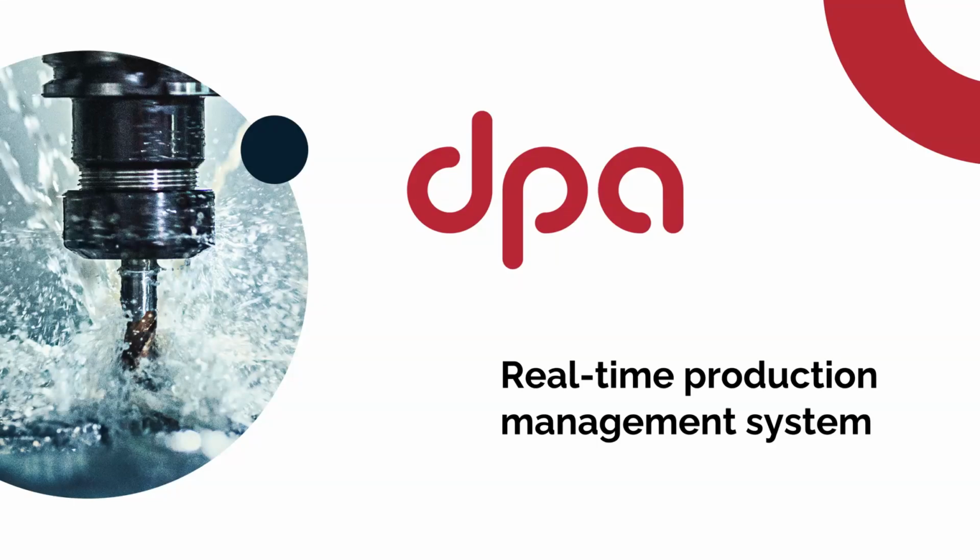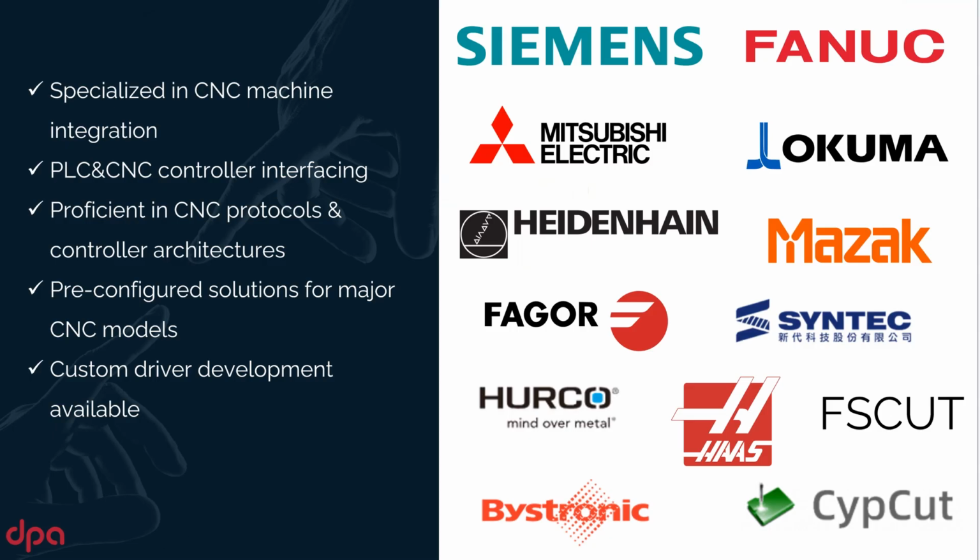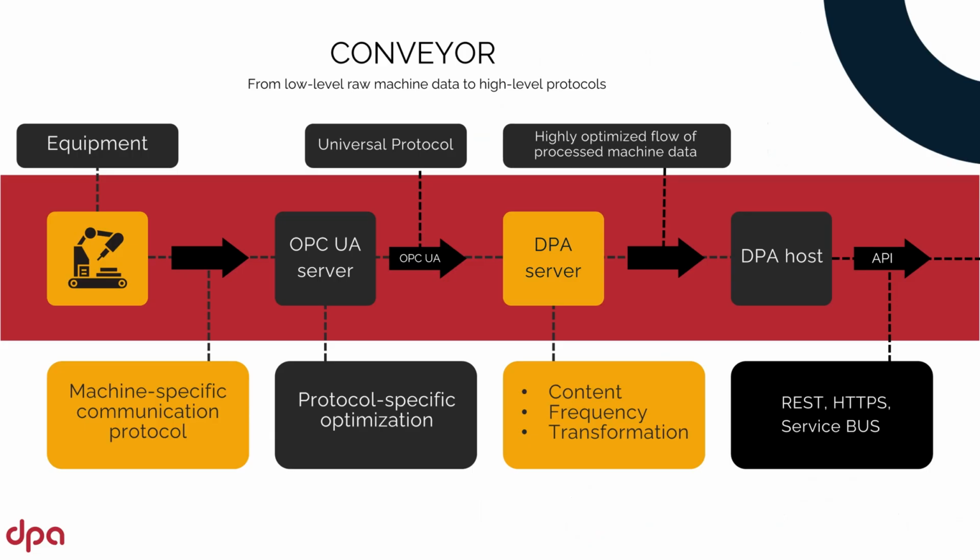DPA is a real-time production management system. Our specialization is connecting CNC machines, collecting and analyzing machine data, and building management systems based on reliable information obtained from equipment. We provide ready-made configurations for all popular brands, and we also specialize in developing additional drivers for production equipment. DPA implements a processing pipeline from low-level raw machine data to high-level analytics and integration protocols.